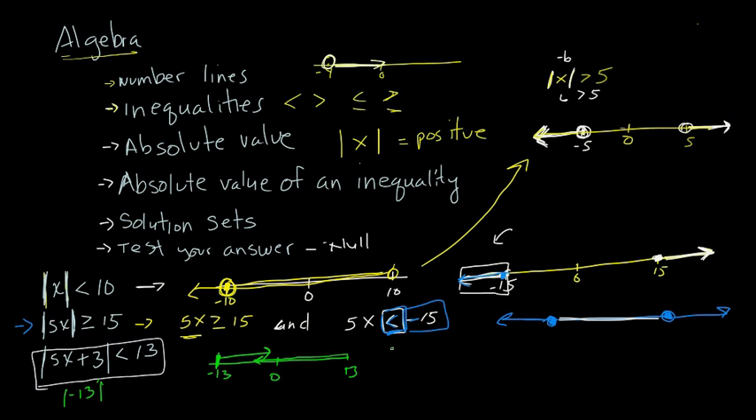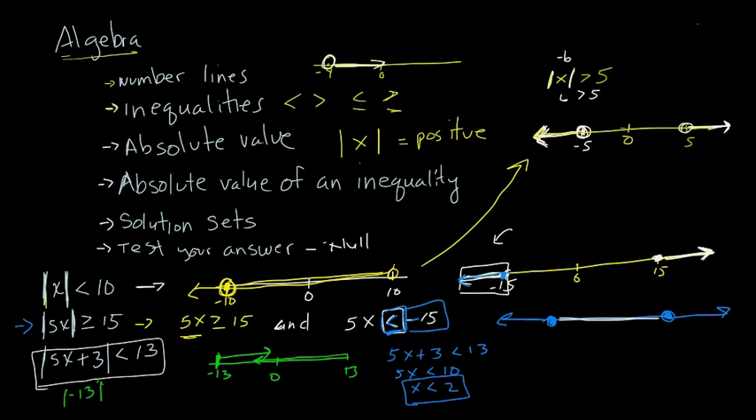So we start off with 5x plus 3 less than 13, and we can just solve this. 5x, we subtract 3 from both sides, less than 10, and then divide by 5. And since it's a positive 5, we don't have to do anything to the sign. 5 divided into 10 is 2. So there's part of our answer, x less than 2.